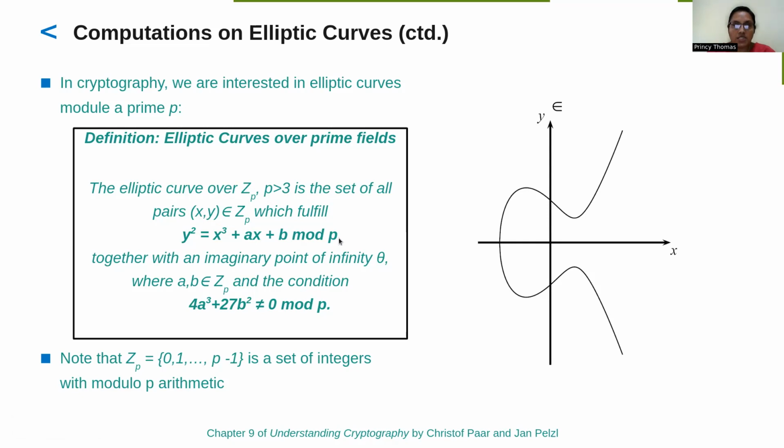Okay, now it is not over. We have selected a prime and this elliptic curve is within that particular prime. Together with this, we also have an imaginary point at infinity, theta, where a, b is an element of Z_P and the condition 4a cubed plus 27b squared is not 0 mod P.